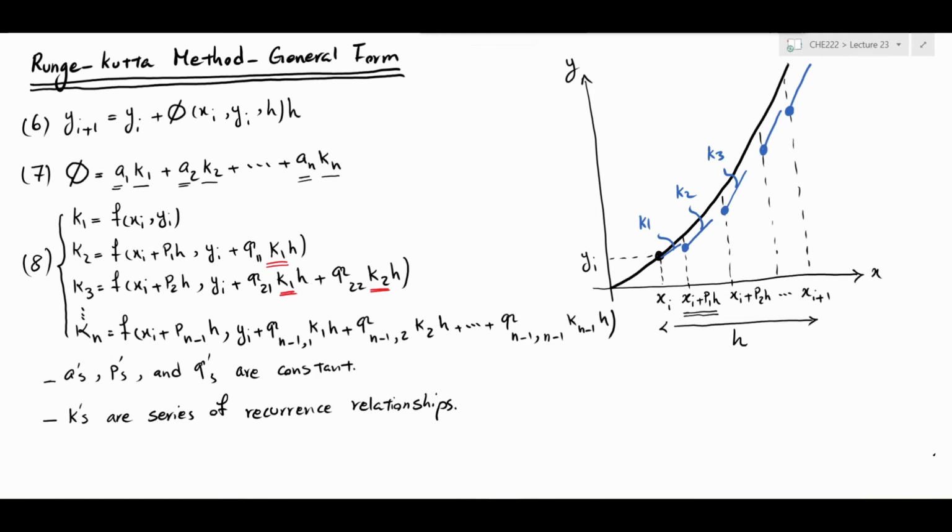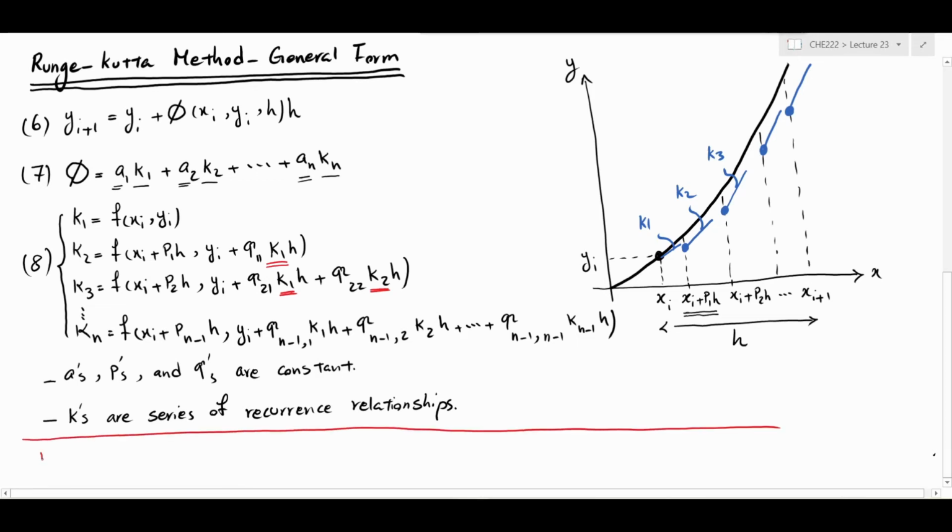And the values of the constants, a's, p's, and q's, can be obtained by writing the general form of Runge-Kutta method at certain order, for example, first order or second order or third order, and then writing the Taylor series expansion for the same order and comparing the two term by term. Just to clarify this, I first give you an example for the first order Runge-Kutta, which corresponds to n equal to 1.